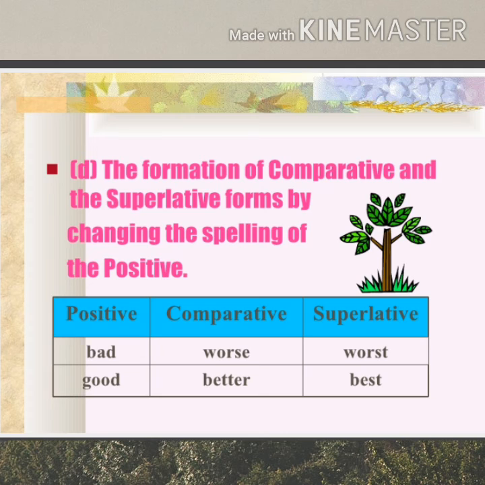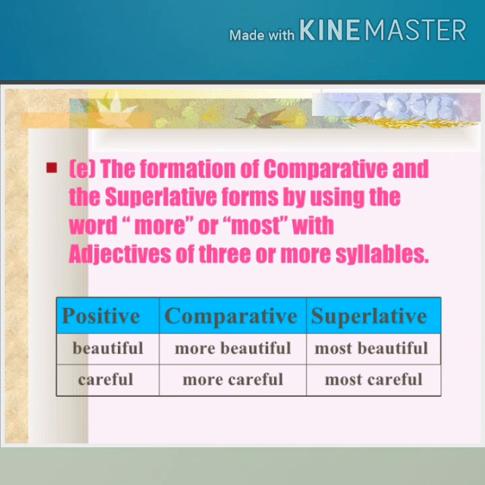Now let's see point number 4, the formation of comparative and superlative forms by changing the spelling of the positive. For example, bad, worse, worst, good, better, best, etc. Now let's see number 5, the formation of comparative and superlative forms by using the words more and most with adjectives of 3 or more syllables. For example, beautiful, more beautiful, most beautiful, careful, more careful, most careful, and so on.